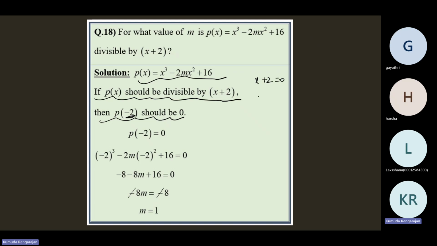You should always use the x value. In the divisor, the x value. So x plus 2 is equal to 0. X is equal to minus 2.